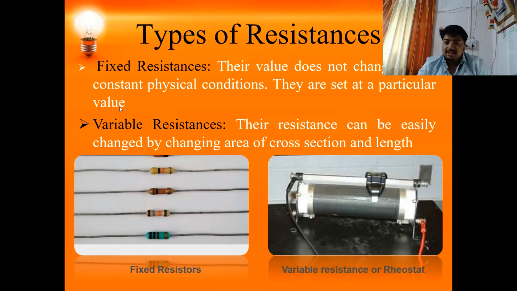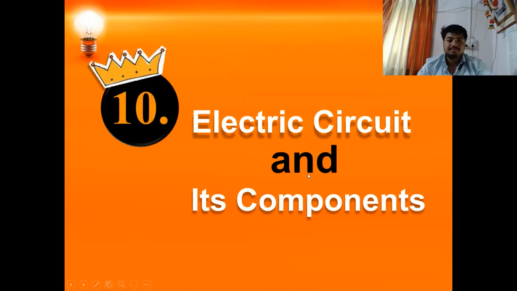Now, types of resistances. If you have visited any physics lab during our college hours, you see that there are two types of resistances. One is fixed resistance, another is variable resistance. Here are the fixed resistances. Their value depends on the color code present here. And another is the variable resistance, also called a rheostat. Its value varies as per the notch we vary here. Yes. Now, electric circuit and its components.